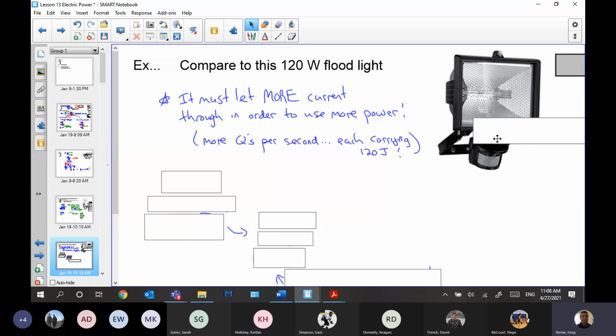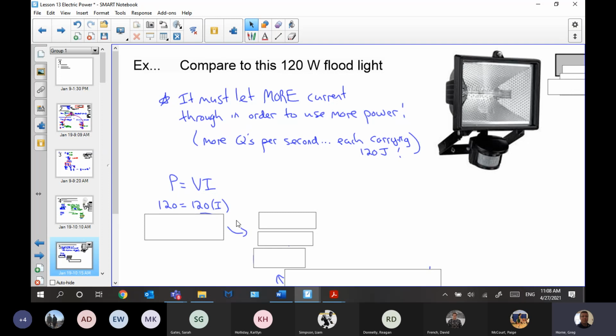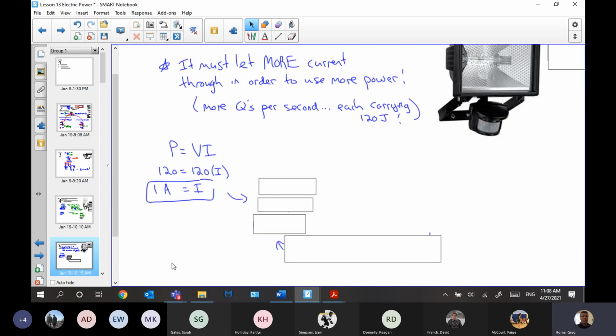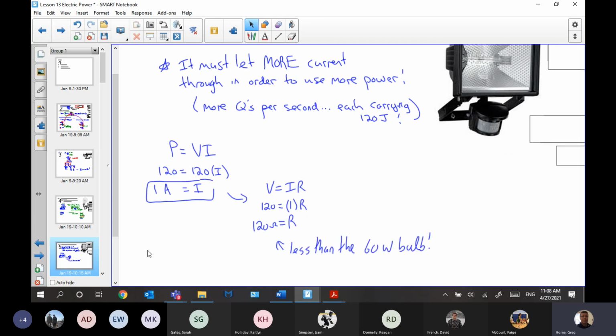We talked about this before. So it has to let more coulombs through because each is going to be carrying a certain amount of energy. And so we can calculate how much current it lets through. So it lets through 1 amp, which kind of makes sense, right? It's double the current to get double the energy. So for now, that's making sense because we're not changing the voltage. You're going to see something weird in this lesson about when you have different voltages. Anyway, so we get the 1 amp, and then we calculate the resistance, and we see that it has only 120 ohms, which is less than the 60 watt bulb, of course, in order to let more current through.